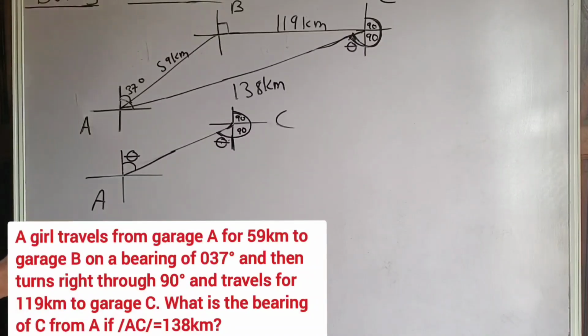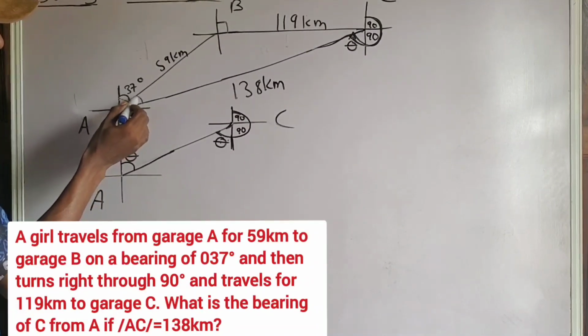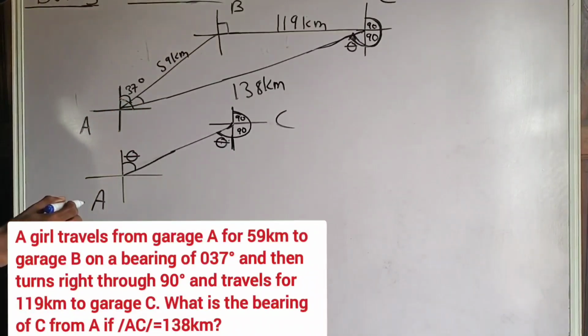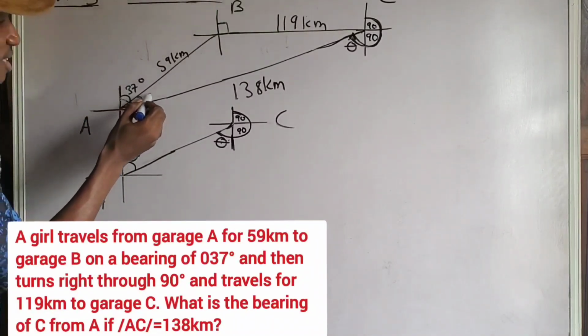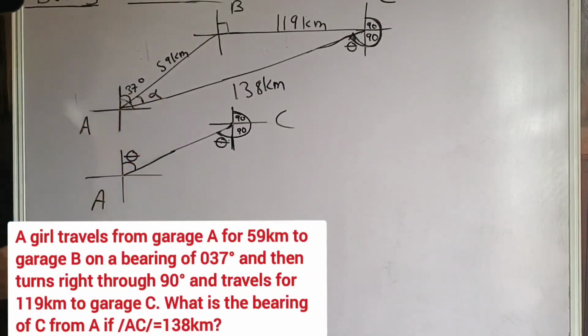So to do that, we first have to get the smallest angle that is here. If you didn't understand, listen to the explanation again. I need the smallest angle that is here. So that is the first goal. How do we get this angle? Let us represent it as alpha. How do we get the value of alpha?